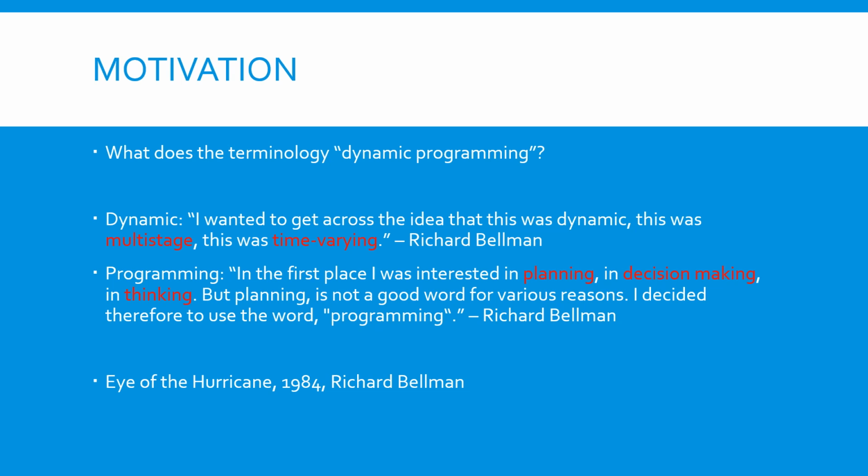He used the word dynamic to mean multi-stage and time-varying, which corresponds to the feature of DP that it tries to optimize the object function stage by stage. He also used the word programming to mean planning, such as that from linear programming or integer programming. Note that it does not have anything to do with computer programming.